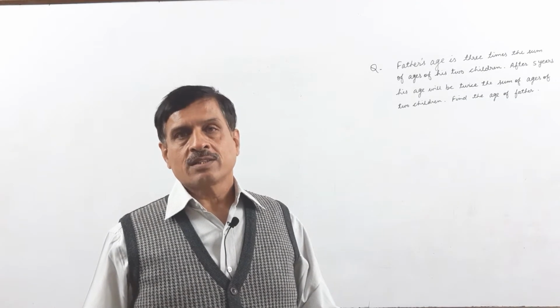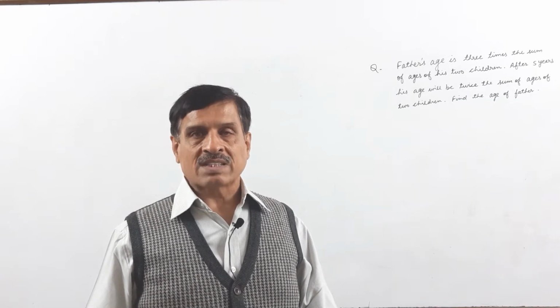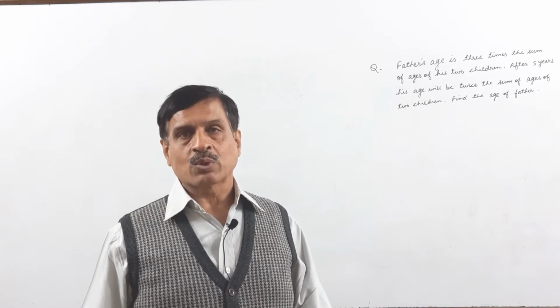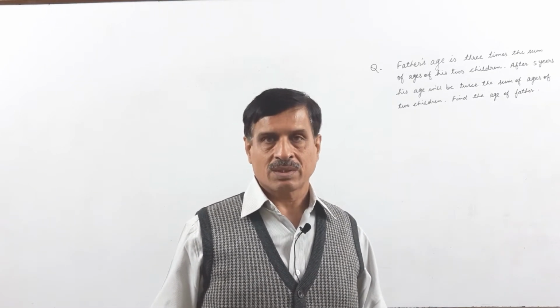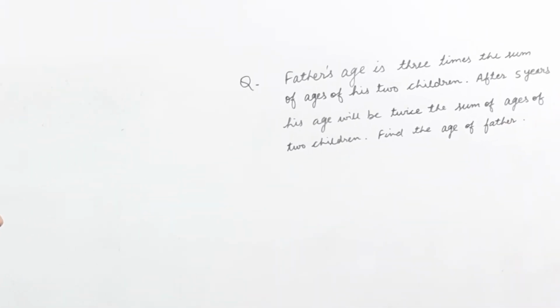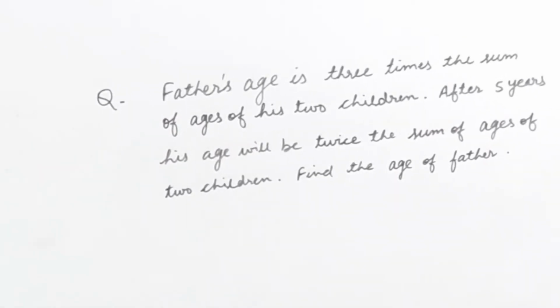Dear students, today we will discuss some more problems on linear equations. The question is, father's age is 3 times the sum of ages of his 2 children. After 5 years, his age will be twice the sum of ages of 2 children. Find the age of father.